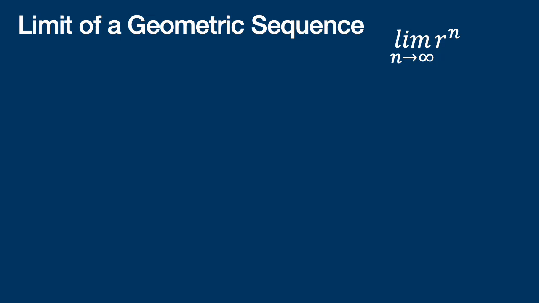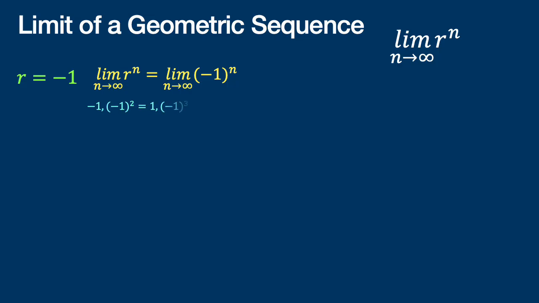We did R greater than 0 in the previous slides. Now, what if R is negative? R is negative 1. Can you see that? You plug in negative 1 for R, then you have the limit as n approaches infinity of negative 1 to the n. This is oscillating, guys, alternating sign, alternating value: 1, negative 1, 1, negative 1. So this limit does not exist.